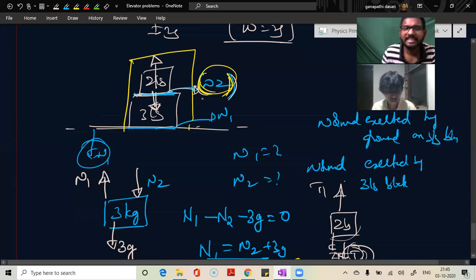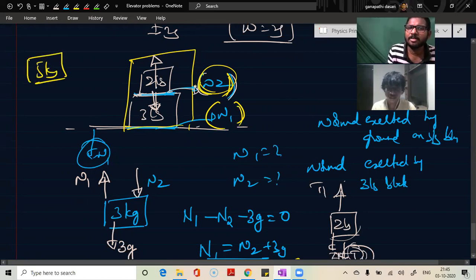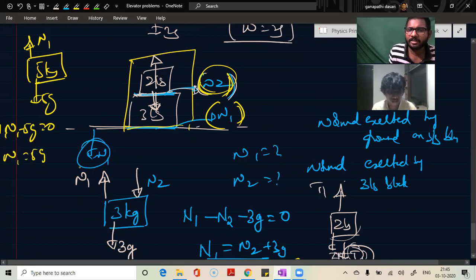At the time, see, if I solve this question, if examiner only asked me about N1, after a lot of practice, what will I do? This 5 kg to be system I consider, because N2 is an internal force. Then this will be 5G downwards, N1 upwards. So N1 minus 5G is equal to 0. N1 is equal to directly 5G. You got it. You got the answer now.